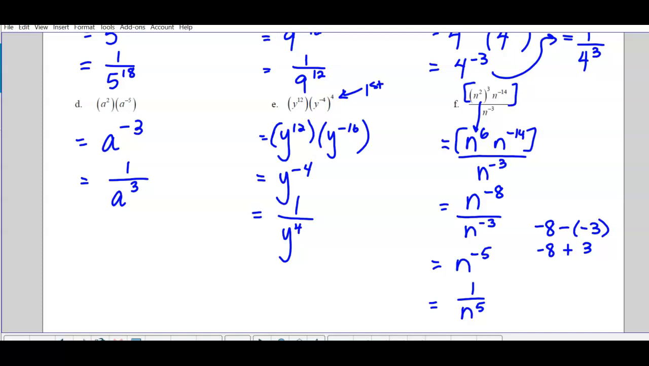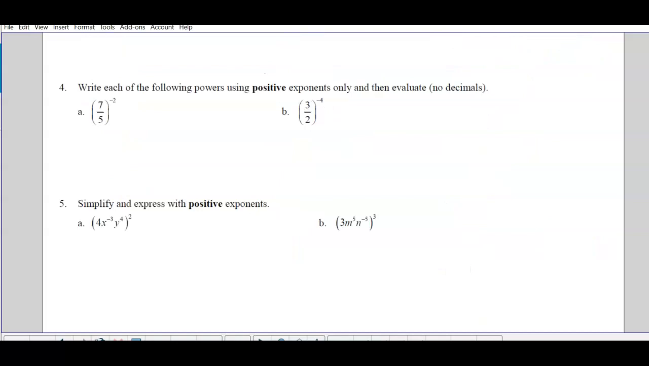Alright, so then on the back page, I'm going to do some more with some fractions. So we can turn over. It says, write each of the following powers using positive exponents only, and then evaluate, but no decimals. So don't convert fractions to decimals. Just evaluate them. So that one here, the first one, negative exponent, the brackets on everything. So that means we flip the fraction. The math word is reciprocal, to make it a positive exponent.